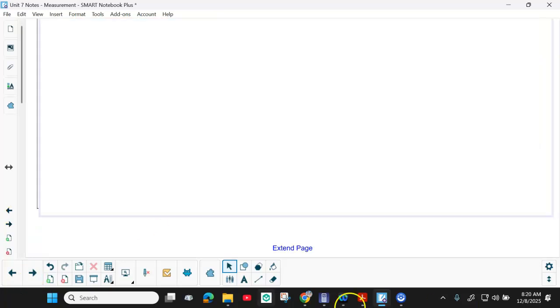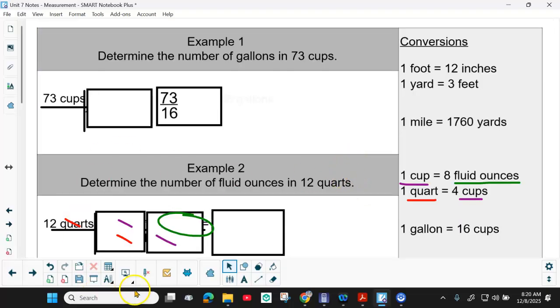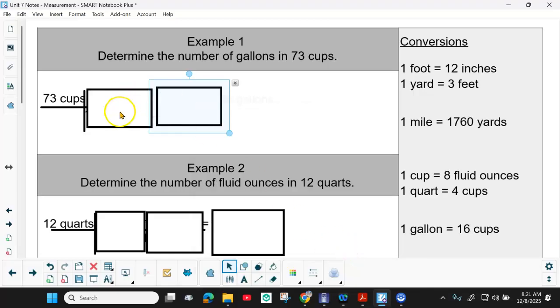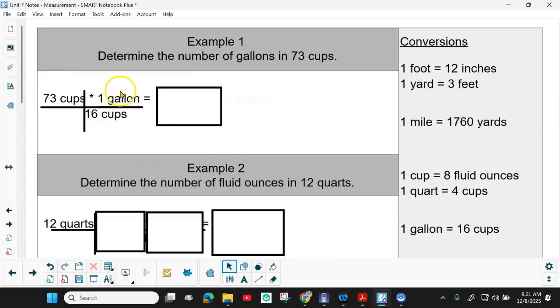I think on the next page there are some freebies, some more conversion stuff like we had up here. If you're starting with cups and they want you to convert to gallons, it's the same thing we did before. Cups has to go on the bottom if we're starting with cups on top. So cups to gallons, and since we have 73 times 1 on top and 16 on the bottom, you're going to divide 73 by 16 to get the number of gallons.